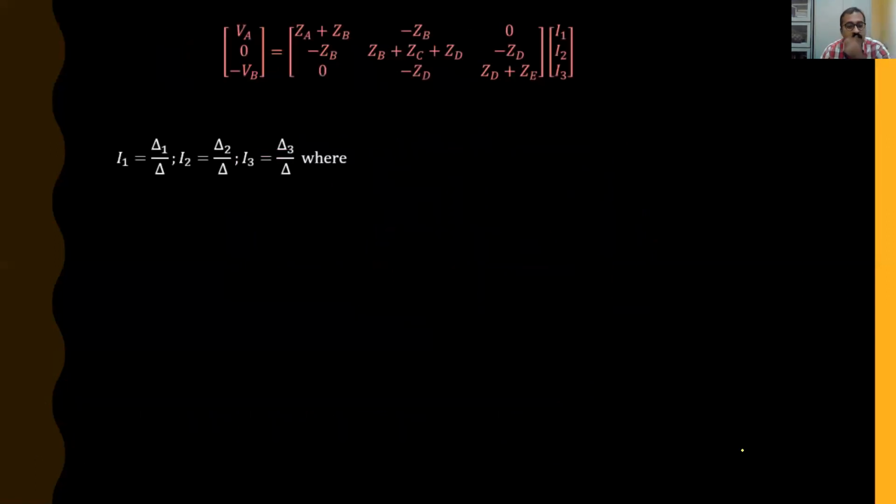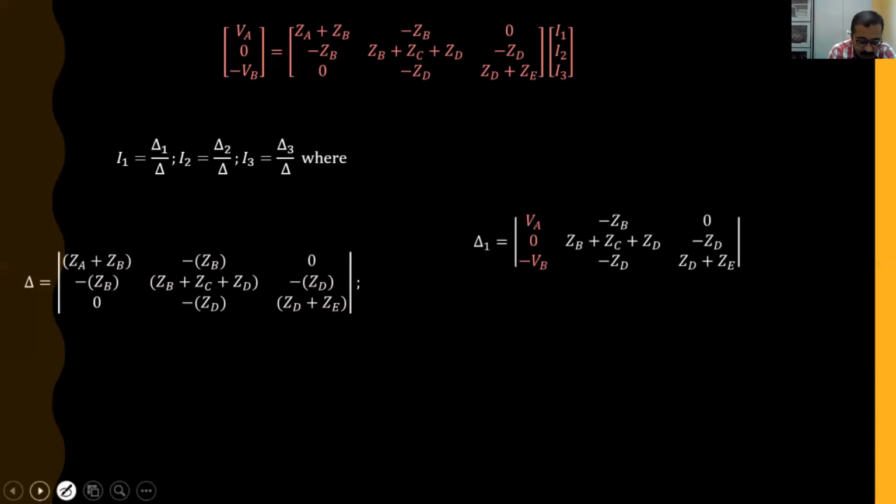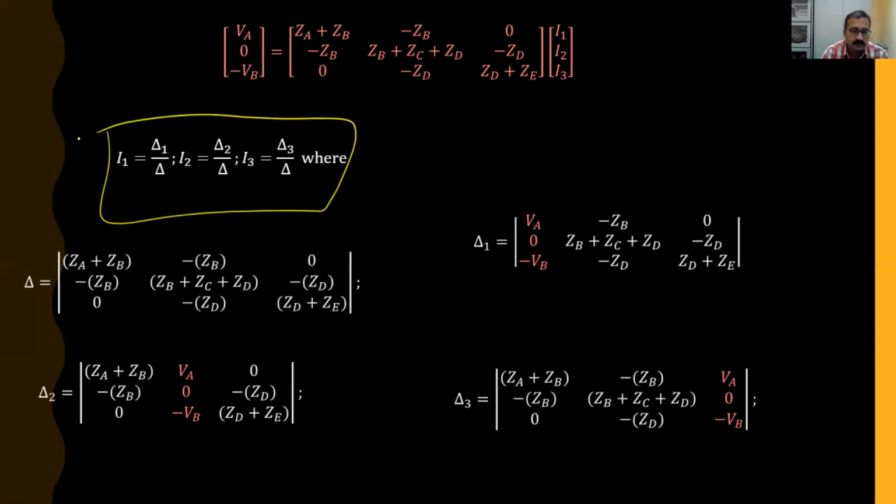Now we know these things. How can we find the loop currents I1, I2, and I3? Cramer's rule. What is I1? Delta 1 by delta. I2 is delta 2 by delta. And I3 is delta 3 by delta. What is delta? The determinant of the impedance matrix. What is delta 1? The first column replaced with the voltage vector. What is delta 2? The second column replaced with the voltage vector. And delta 3 will be the third column replaced by the voltage vector. So now you can find what your I1, I2, and I3 are. Keep in mind I1, I2, I3 are the loop currents, not the branch currents yet.